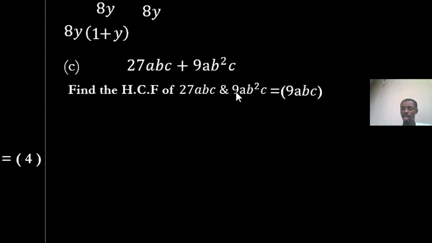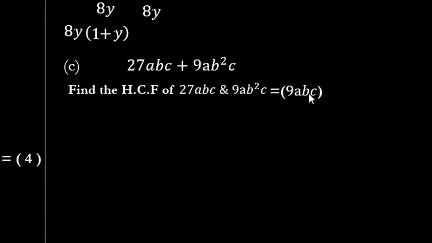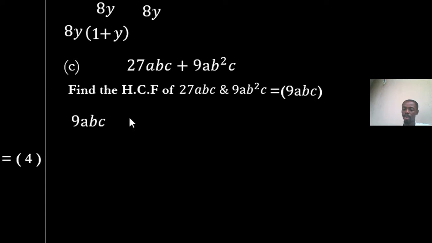A is there, A is there, B is there, B squared is there, C is there, C is there. So out of the 2 B's there, you can get 1. Okay, and that's why you write this out. So let's write this out. 9abc, open your brackets, and have this inside. The next thing we want to do is divide each of these. 27abc, I want to divide it by 9abc. 9ab squared c, you want to divide it by 9abc.